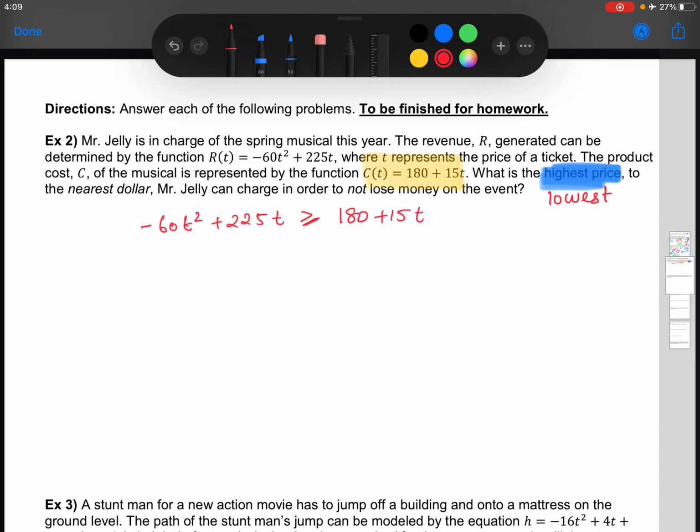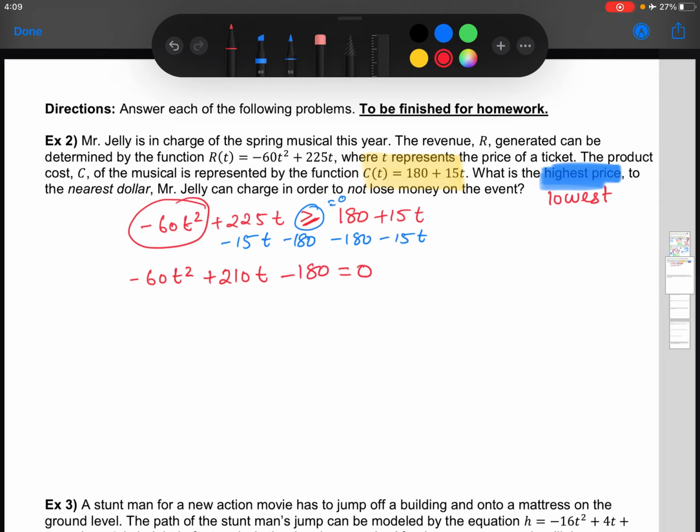Again, look for your highest degree. What's my highest degree? This is my highest degree. So it's a quadratic. So how do I solve quadratics? By setting them equal to 0. So I'm going to move everything onto one side, negative 15t minus 180, and change my inequality to an equal sign. Let me quickly simplify this. This would be negative 60t squared plus 210t minus 180 equal to 0, because it's easier for us to solve equations than inequalities. So now again, it's a quadratic.